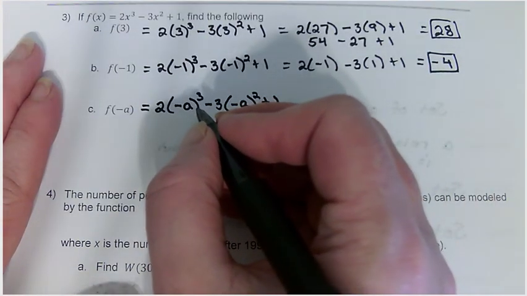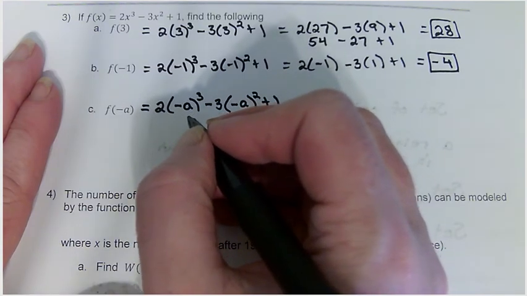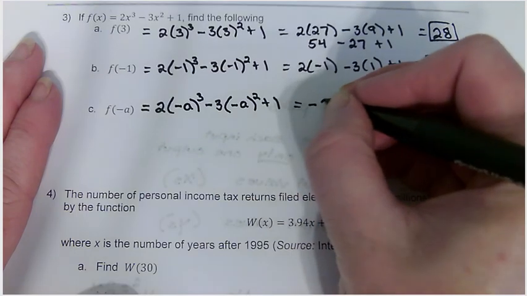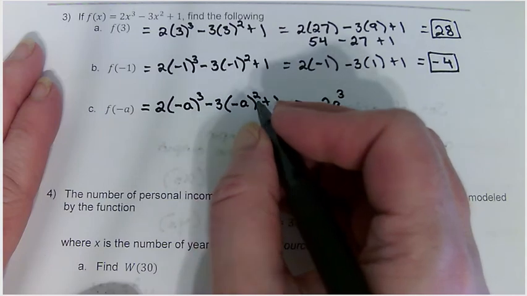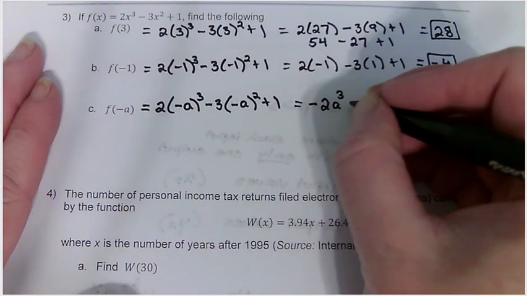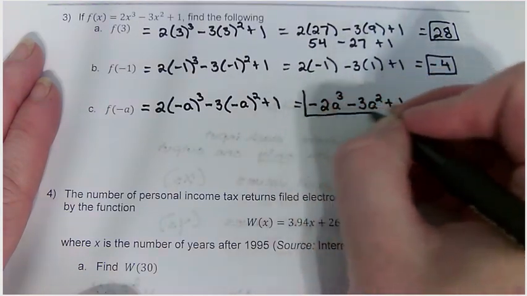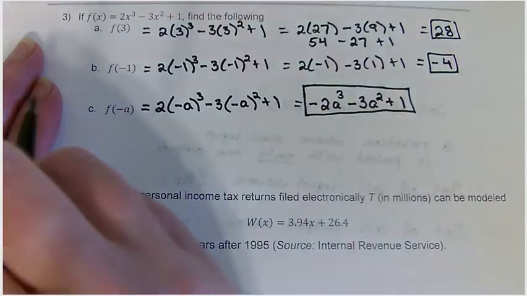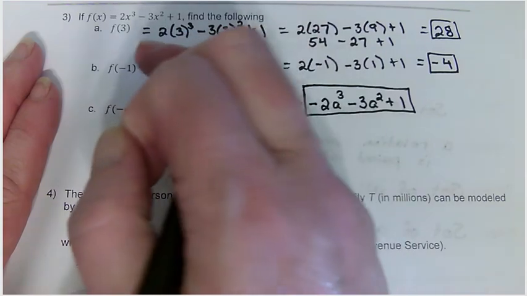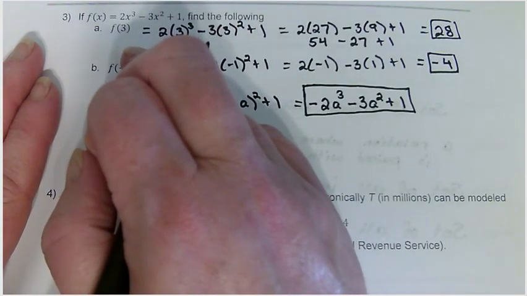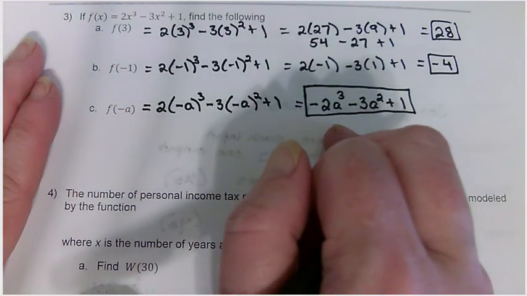-a cubed would be -a cubed. So that would end up giving me -2a cubed. -a squared would become a +a squared. And notice we have a new function. So when we replace x with an input value, we get an output value. If you replace it with a new expression, you get out a new expression.